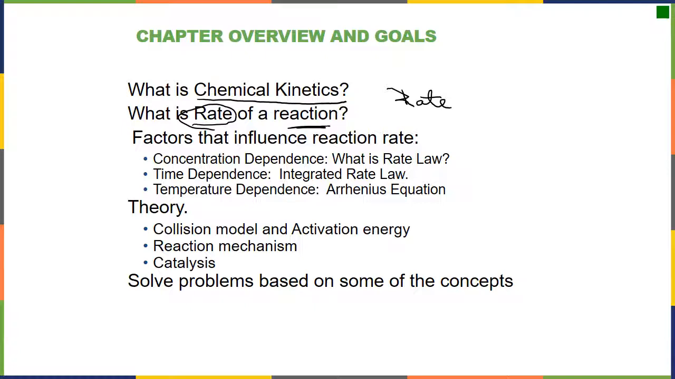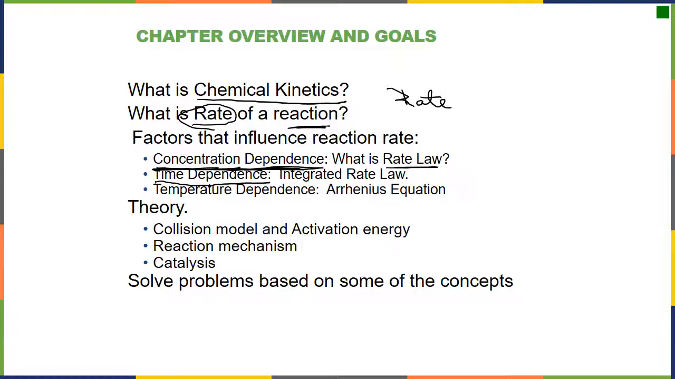Now, there's a number of things that can determine the rate. They include concentration. If you've got more of the reactants, our reactants are going to be able to get together faster for the reaction to occur, and we're going to look at an increased rate. We're going to define concentration dependence in terms of an equation called the rate law, and we're going to write those.